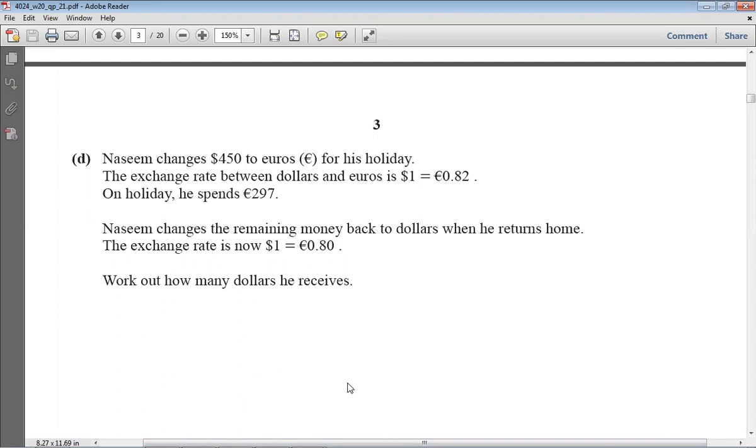The exchange rate between dollar and euros is that $1 is equals to 0.82 euros. On holiday, he spent 297 euros. Naseem changes the remaining money back to dollars when he returns home. The exchange rate is now $1 equal to 0.80 euros. Work out how many dollars he received.